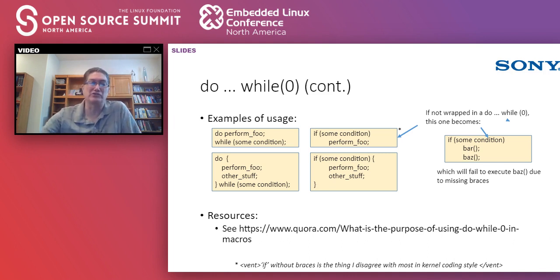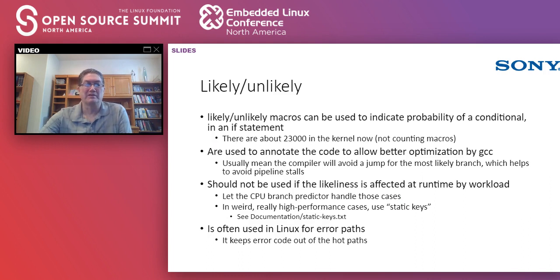So you see a lot of do while used in the kernel. And if you have a macro that is going to expand to multiple statements, make sure you wrap it in a do while. The other macro that you'll see a lot of in the kernel is likely unlikely. And these are used to indicate the probability of conditional code and for an if statement. So these are used to annotate the code.